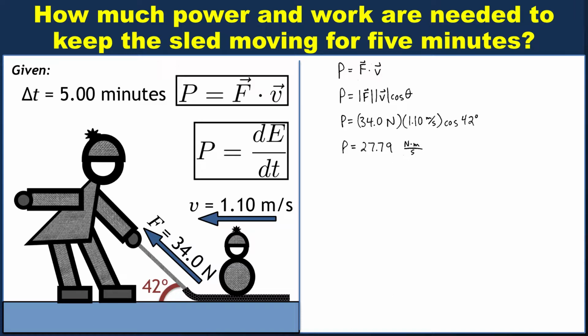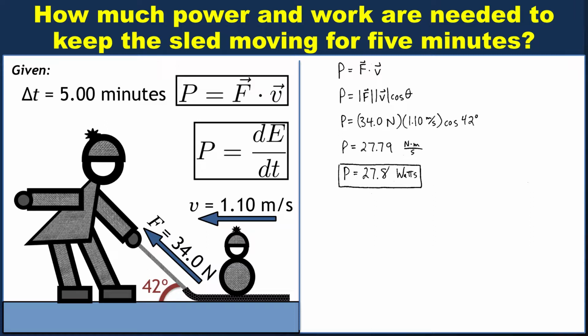Well, a newton times a meter is a joule, and a joule per second is a watt. So this comes out to be 27.8 watts. Since the force, velocity, and angle are all the same for the entire 5 minutes, that's actually constant power that's being exerted by the parent to pull this sled. Okay, so we figured out the power.